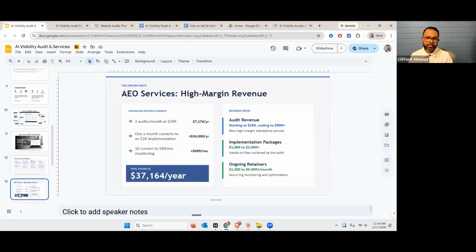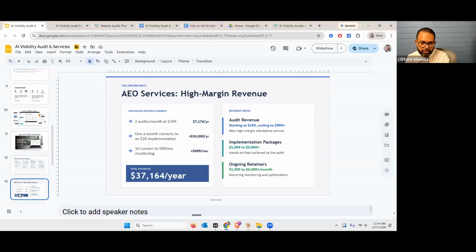That's an easy way to do that. So ROI is tremendously simple with this for your business. AEO services have high margin revenue. Think about it this way. If you just closed 2 paid audits at $299 a month, just 2, whether you do paid ads to it, whether you have content and inbound, whatever it is, that compounds over 12 months, just a productized service, to $7,000. If just once a month, one of these clients converts into an ongoing retainer model, that compounds significantly.